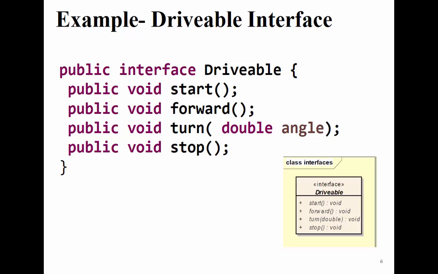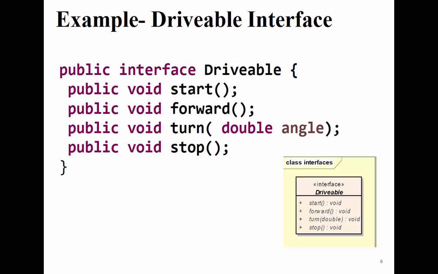This is an example of a Drivable interface, where it contains only the headers of the methods. And what we call the header of the method, if you remember, is behavior, because the method represents some certain behavior for the object. Here we have a drivable object. There are 4 behaviors for this drivable object, or we can say methods.